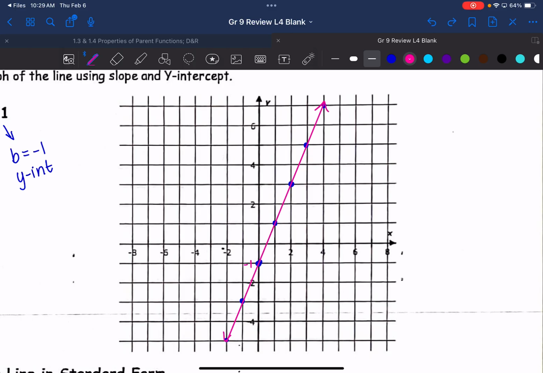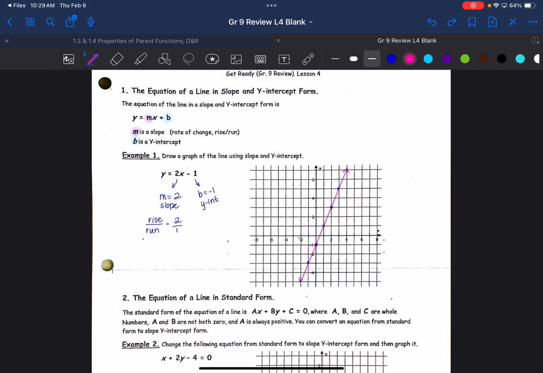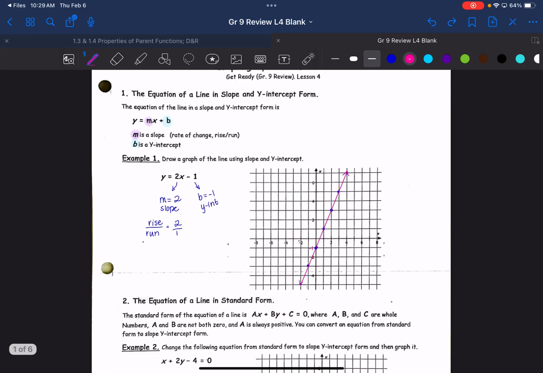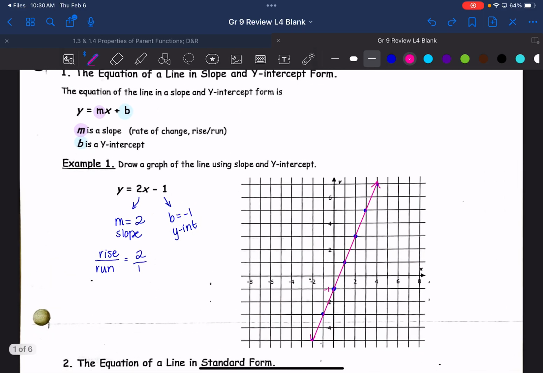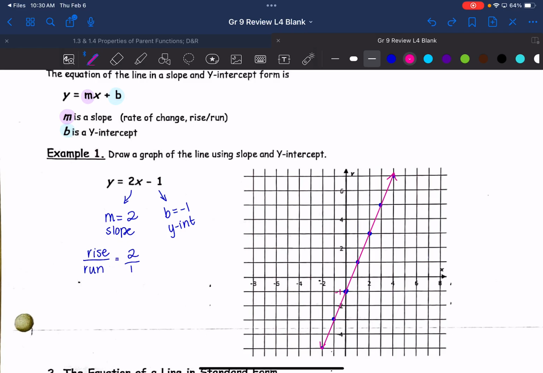Versus if it were -2, then I would have started at -1 and gone down 2, over 1, down 2, over 1, to make it go like that. Right, so always think about it left to right. Was that okay so far? Cool. That's all it is. You just have to get to your initial point and then count your rise over run.